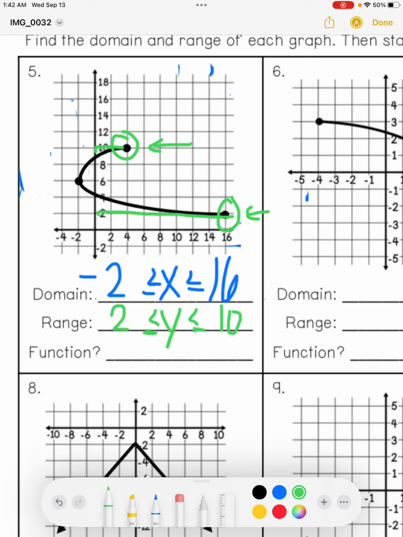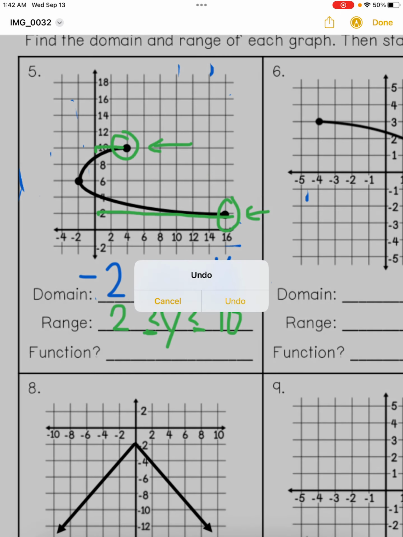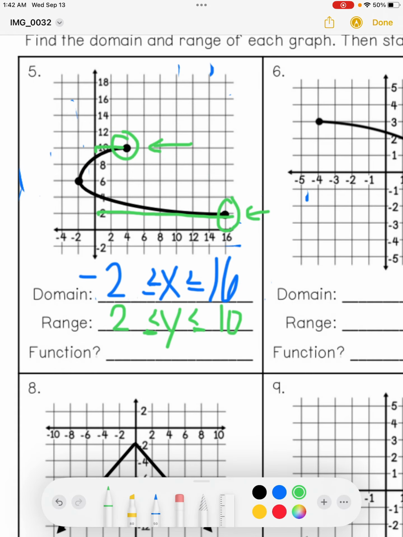Now, what about the last question? It says function, question mark. Well, this is a review on what we learned a few lessons ago on how do we check if something is a function or not a function. Okay? So, whenever you're given a graph and you want to check if something is a function, we have to use the vertical line test, if you remember that. So basically, we're going to draw a vertical line and see, do we only hit one point on the graph, or do we hit multiple?